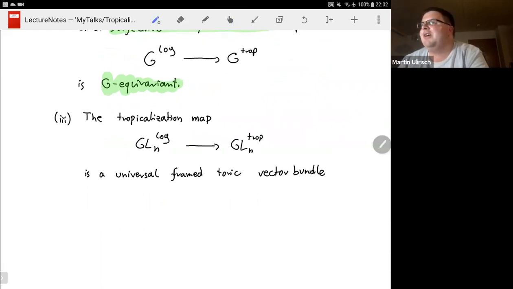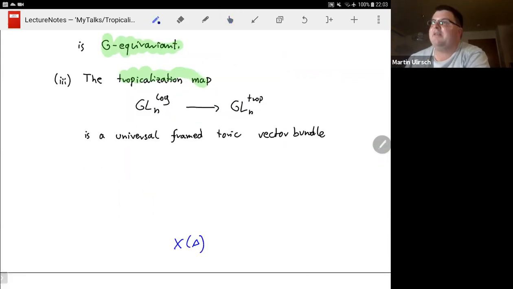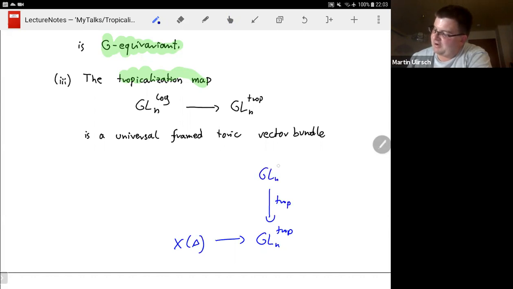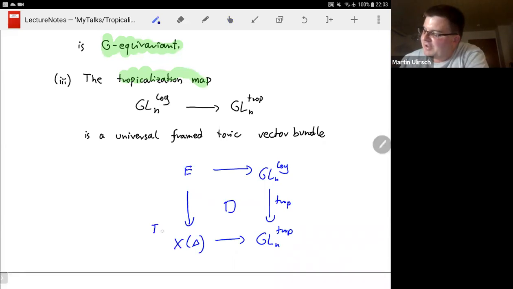And the last bit, which is also in a sense answering a question that Ravi had a while ago, is that this tropicalization map is in a way a universal framed GLn torsor. So in other words, it's not a GLn torsor, it's a universal framed toric vector bundle, actually, meaning the following: you have a toric variety here, and you're mapping it to GLn trop. Above it, we have GLn log. Then you can pull this back and you get a GLn bundle here. And that GLn bundle automatically has a faithful operation of the torus, which makes it into a toric vector bundle. So giving a map from our toric variety into the tropical GLn, we can pull back the GLn log living above it, and it gives us a GLn bundle, which you can identify with a vector bundle.